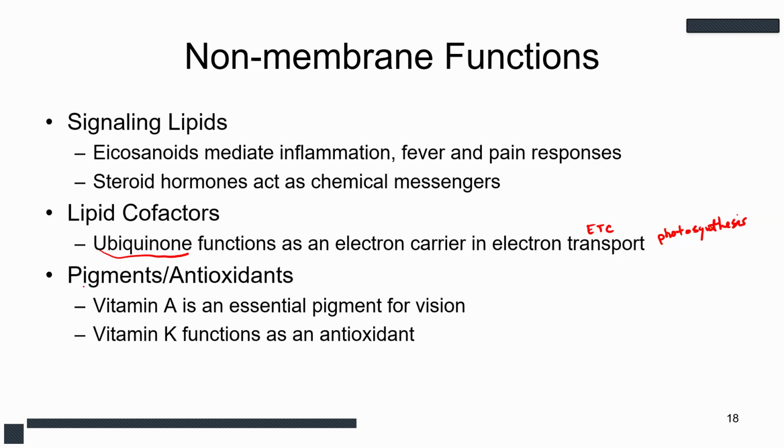One last non-membrane function of a lipid is pigments. They serve as pigments and antioxidants. Vitamin A is an essential pigment in vision. Vitamin K functions as an antioxidant. And then vitamin D, which is also a lipid. Vitamin D is a fat-soluble vitamin involved in overall liver health and bone health, and it was implicated long, long ago in helping people avoid enduring the rickets.